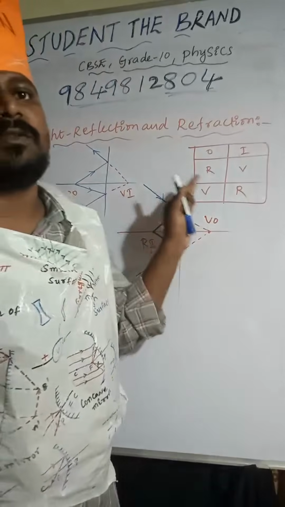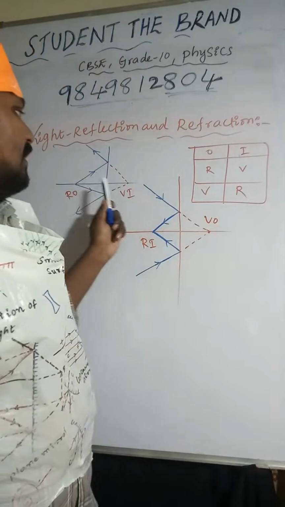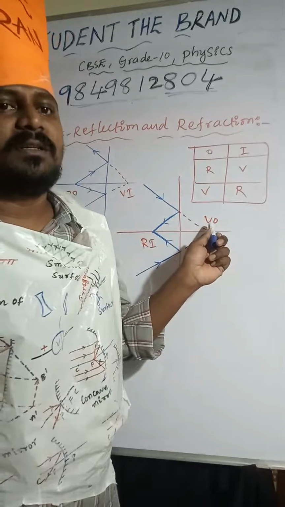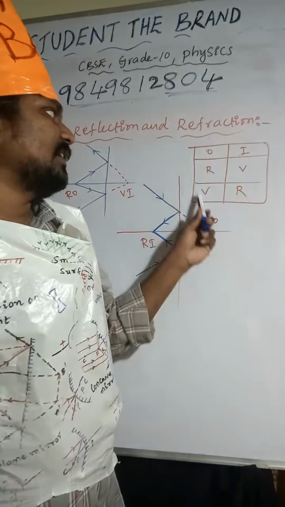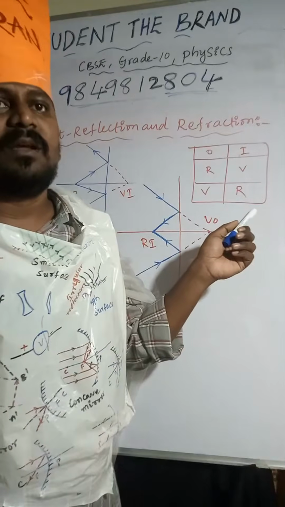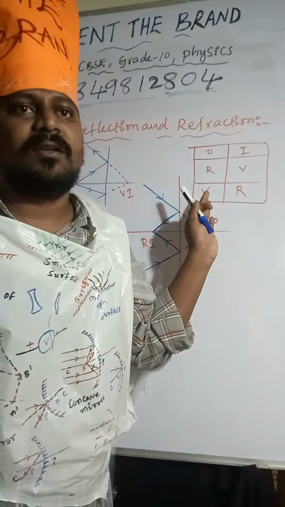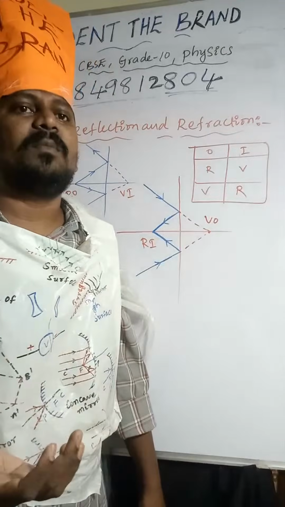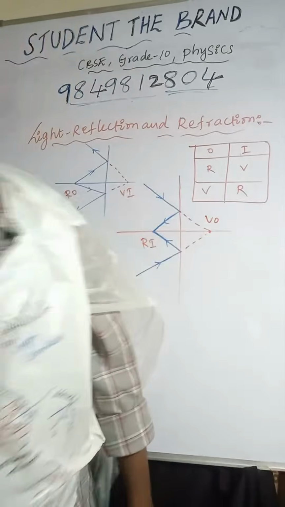If you observe these two diagrams, we can conclude one point: real object and virtual image, real image and virtual object. Understood or not? So object is real, image is virtual. Object is virtual, image is real. Understood? Next one, nature of the image formed by the plane mirror. We'll discuss the nature of the image formed by the plane mirror, right?